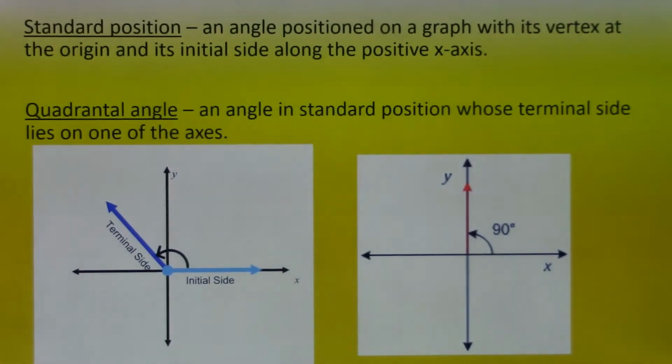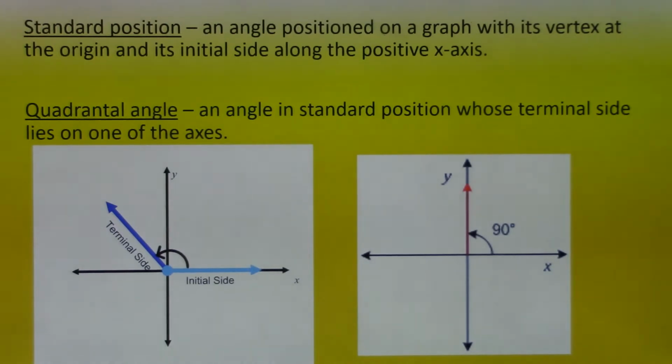Standard position, an angle positioned on a graph with its vertex at the origin and its initial side along the positive x-axis. So this is an angle in standard position because it has your initial side here on the x-axis and the terminal side is someplace else. It's not on the x-axis, it's over here in this case. That's called standard position. Again, an angle positioned on the graph with its vertex at the origin. So the vertex is right here at the origin, where my red dot is, and its initial side is along the positive x-axis. That's called standard position.